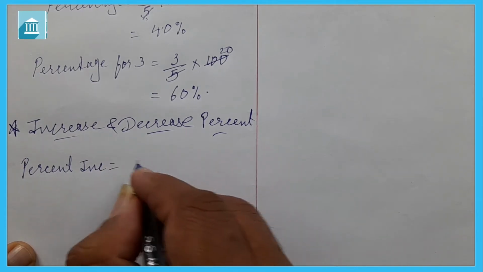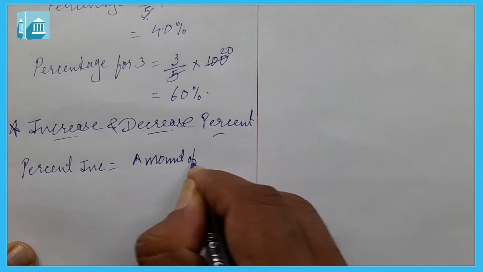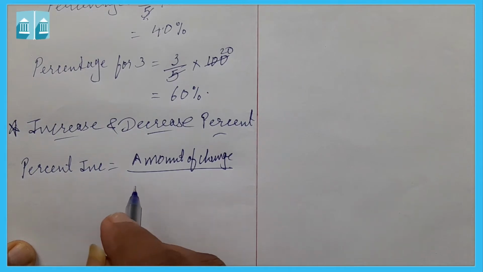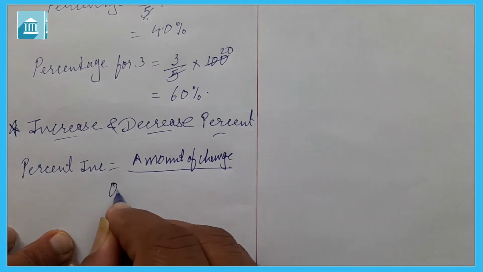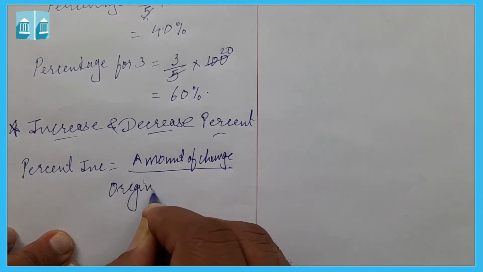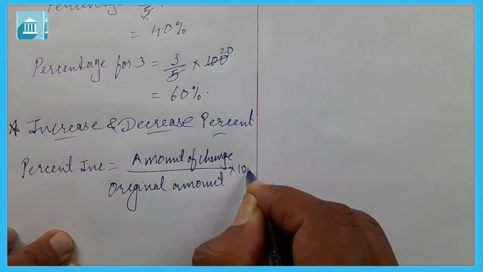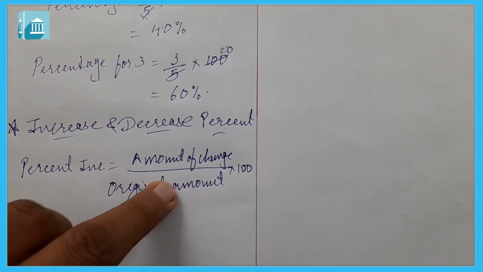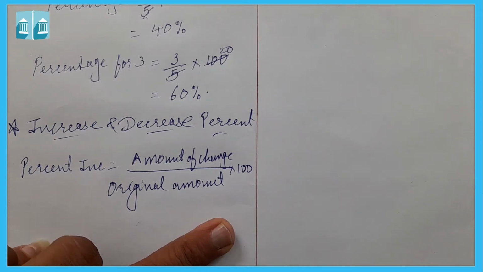Percentage increase is equal to amount of change upon the original amount, or we can say the base, multiplied by 100. In the same way, percentage decrease is also amount of change upon original amount multiplied by 100. So in this way we can find percentage increase or decrease.